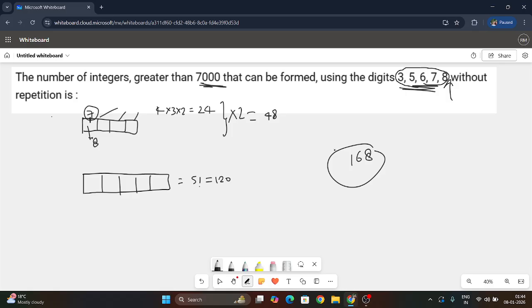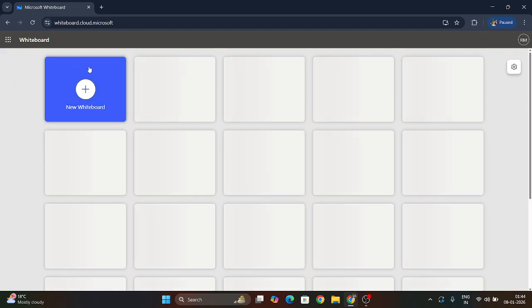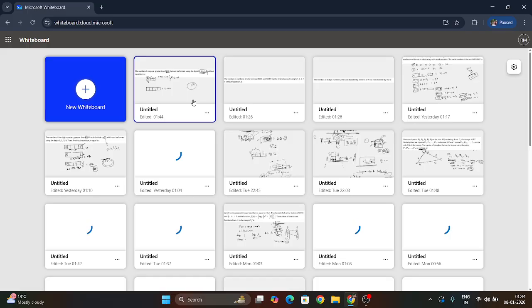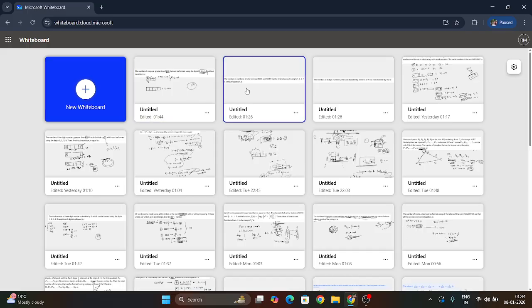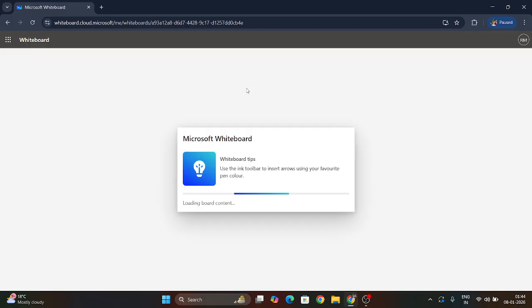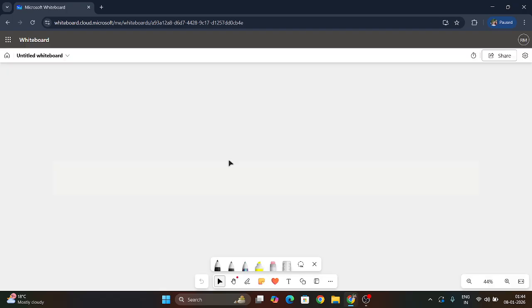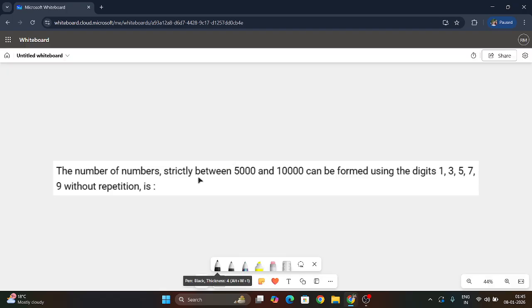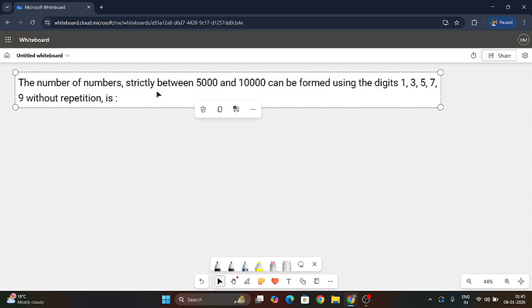Okay, 168 is the number of integers. So this is the answer. I think it is clear to you. It is not difficult, it's very easy. You just have to use a little mind to get the answers of these questions. And if you have any doubts or confusion, you can ask me. I am always here to solve these questions.